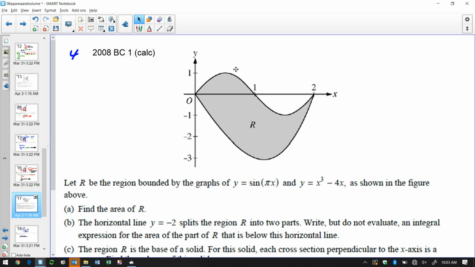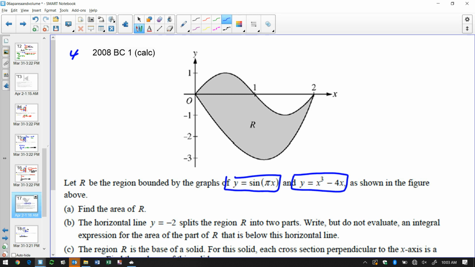And the first picture, they actually give you the picture. And they say one of these functions is a sine function, and the other is a cubic function. Can you tell by looking at the picture which is which? Yes, and you do have your calculator too, so you could confirm it. But this one right here looks a lot like the sine function, okay? So this right here is going to be y equals sine pi x. And on the bottom here, this is going to be y equals x cubed minus 4x.